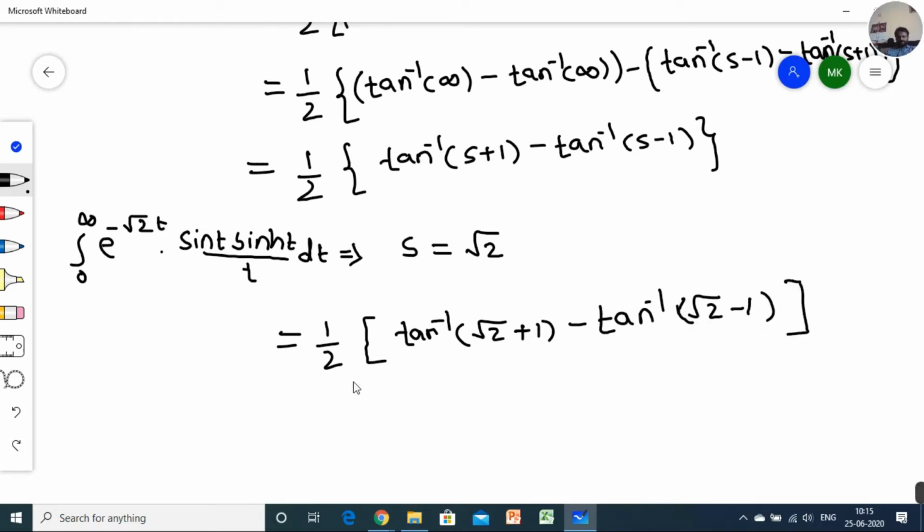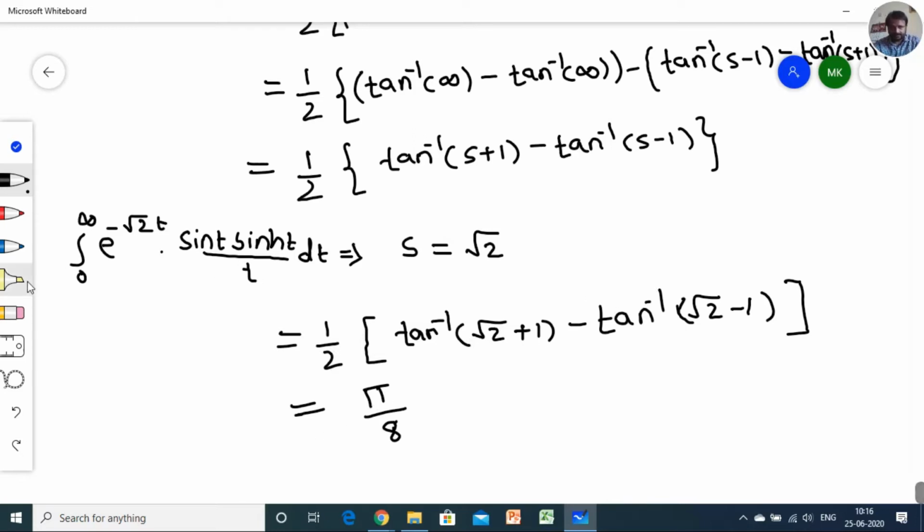So you will get the result pi by 8. Once verify it in your calculator, if you have one with you. So by using a calculator you can calculate this part easily. We just have to put in the value, but the calculator must be in radians, so you will get the result properly. So tan inverse of root 2 plus 1 minus tan inverse of root 2 minus 1, that bracket will give pi by 4 I think, and that pi by 4 is multiplied with the 1 by 2, so you will get pi by 8.